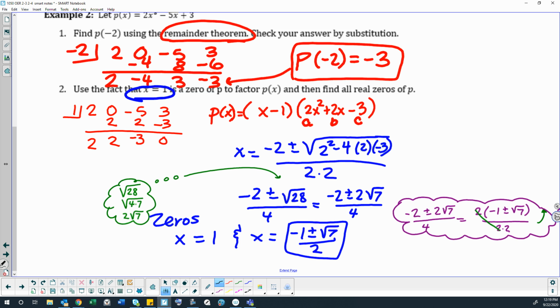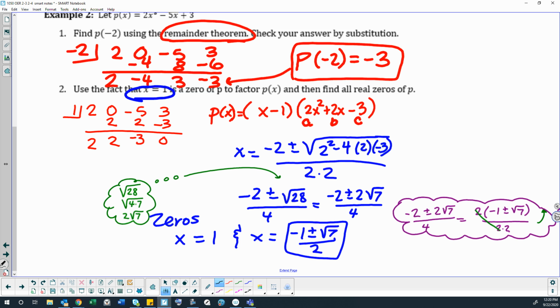So start with the stuff in the square root. 2 squared is 4, and then 4 times 2 is 8, it's negative 8, times negative 3 is positive 24. So then 4 plus 24 is 28. So you see how we got that square root of 28 by getting those numbers simplified, right? Right there. So 2 squared minus 4 times 2 times negative 3 gave us 28. But 28 can be simplified. 28 is the product of 4 times 7. And 4 is a perfect square.